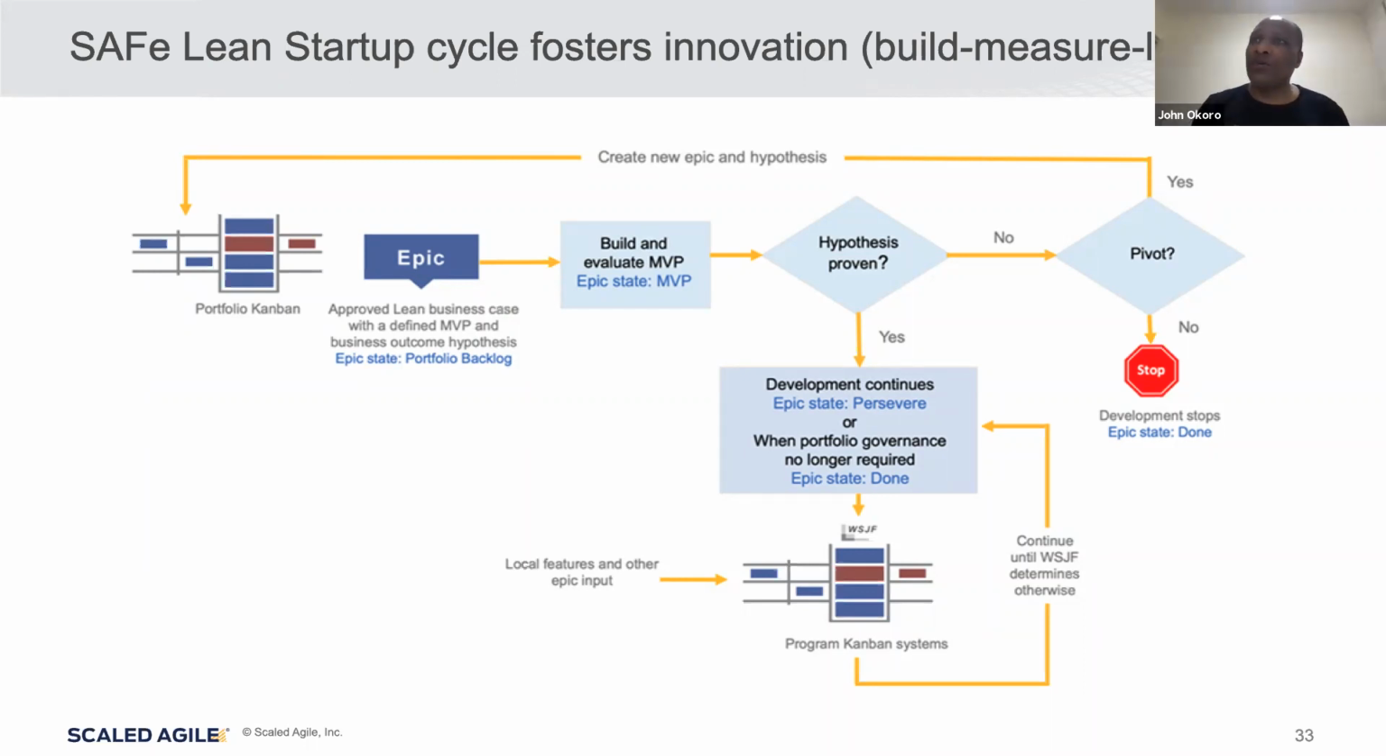And then when we're done, we're going to say, okay, maybe that hypothesis is not working, or that's it for that. Then we even decide to pivot, which means we go back and try a different hypothesis and different epic. Or we say, no, we're going to just stop on that epic and we're done with that one. So this is this lean startup cycle called build, measure, learn. Anybody seen that or heard that before? Yes. Yep. Okay. So this is how we implement that cycle in Scaled Agile.